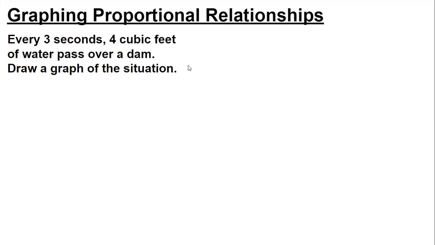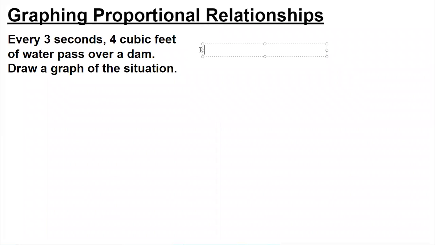Okay, this one is graphing proportional relationships. So every 3 seconds, 4 cubic feet of water pass over a dam. Draw a graph of the situation. Well, the biggest task right now is to figure out what x is and what y is. Which one is x and which one is y? We have a choice of seconds or time. I'll put time there instead of seconds. Time in seconds. And we have a choice of cubic feet of water.